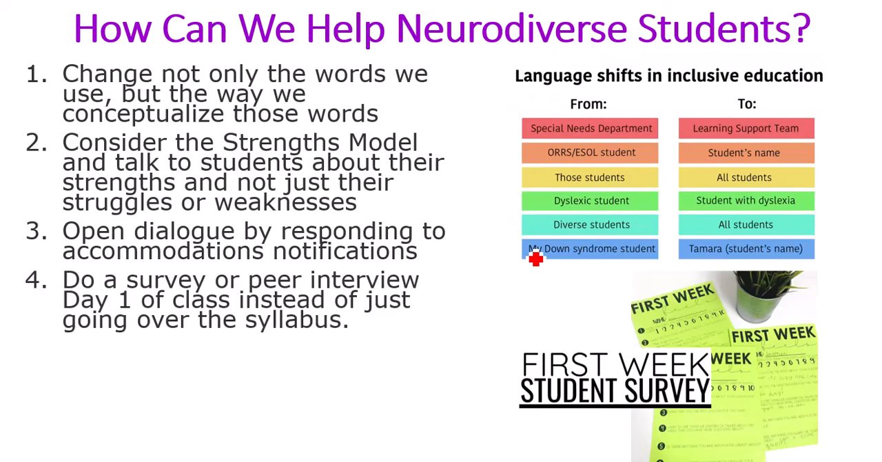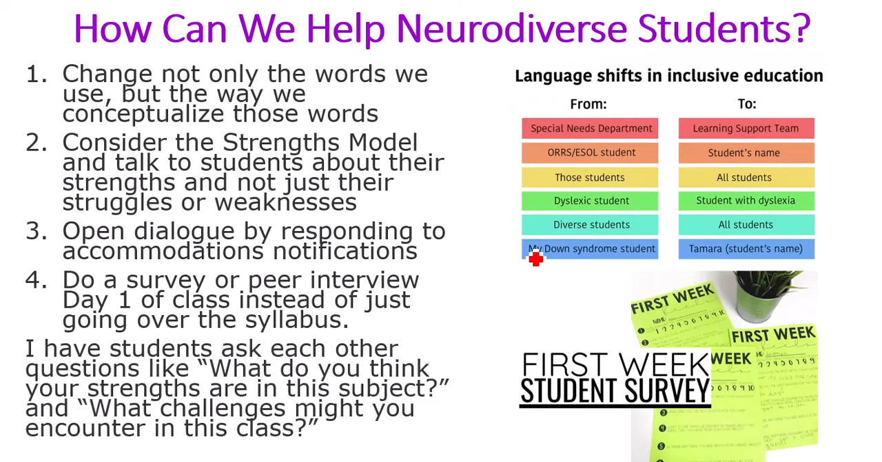Do a survey or peer interview day one of class instead of just going over the syllabus. When you go over the syllabus day one of class, that is telling students, here are all the rules that you must obey. With andragogy, when we're teaching adults, students really want to be and should be included in their educational decisions. So having a survey or a peer interview can be a great way to do that instead of setting kind of a negative tone from day one.